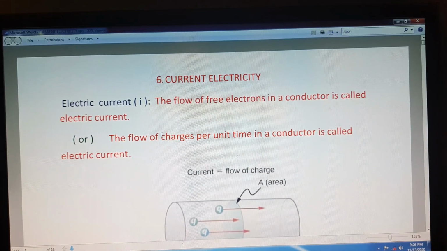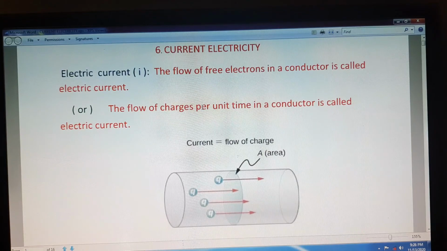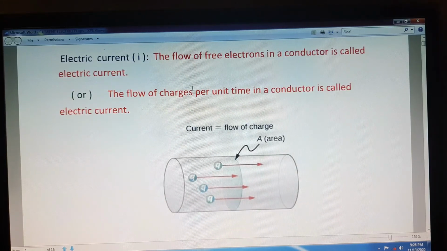Before going to this topic, we have to define electric current. What is the meaning of electric current? Definition of electric current: the flow of free electrons in a conductor is called electric current. Flow of free electrons means charges. The charge can be moved from one point to another point in a conductor. The flow of charge is called electric current.